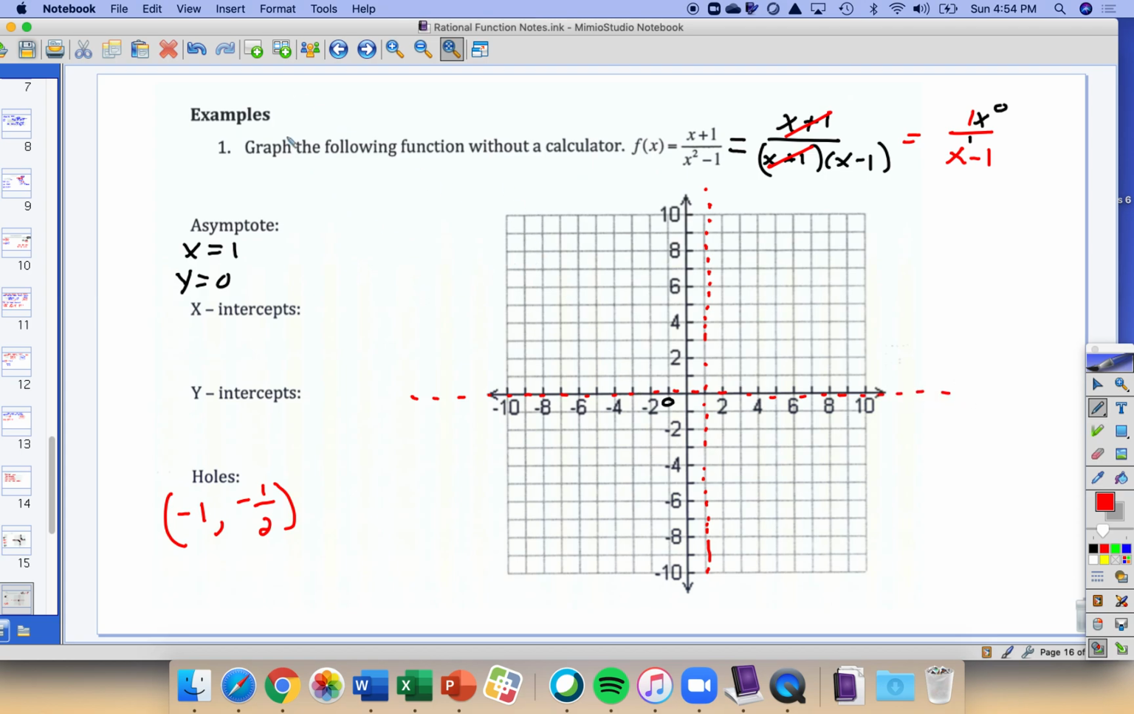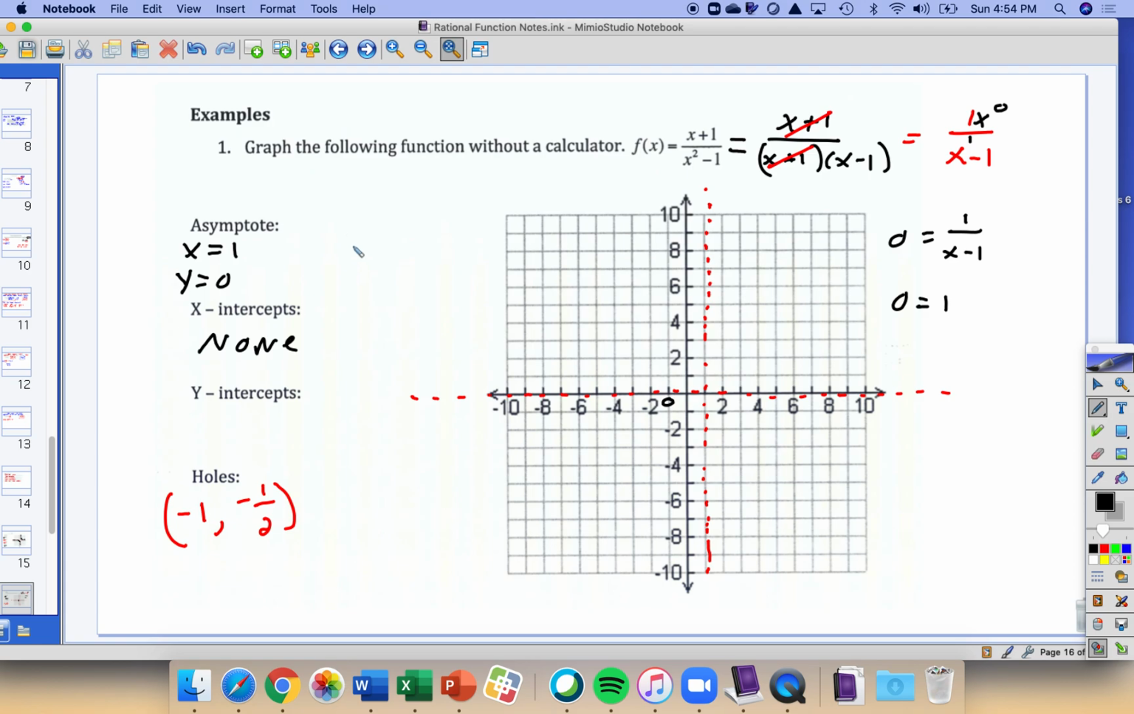I want to find my x-intercepts. My x-intercepts is when I make my y value equal to 0. I'll do it over here. It would be 0 equals 1 over x minus 1. If I was to multiply both sides by x minus 1, I'd be left with 0 equals 1. Well, 0 never equals 1. So that means that I do not have any x-intercepts, which should make sense because I have a horizontal asymptote on the x-axis. So very rarely will you have an x-intercept if you have a horizontal asymptote.